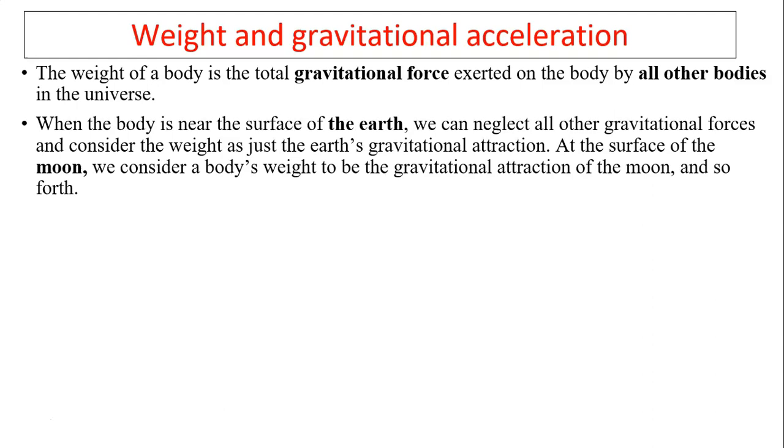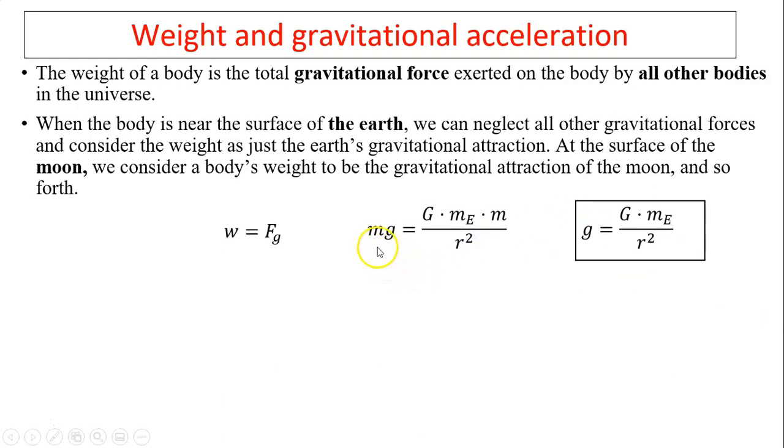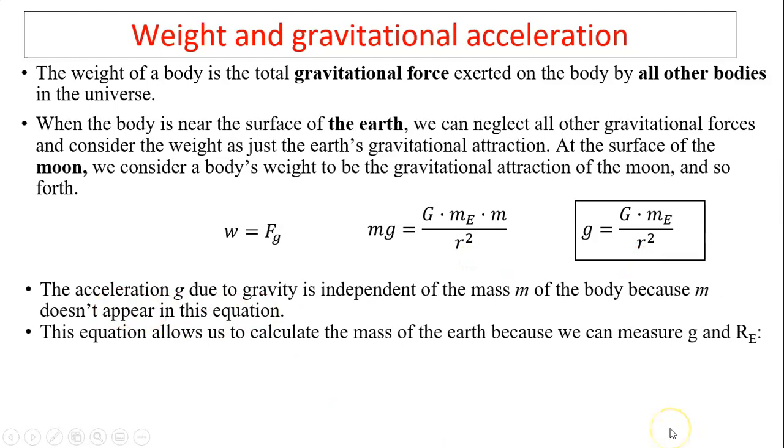Since weight equals gravitational force, we can set mg equals G M_E m over r squared. From this equation, little m cancels. We can derive the expression for gravitational acceleration. So acceleration due to gravity is independent of the mass m of the body, because that little m does not appear in this equation. It is only determined by the mass that creates the gravitational field, such as the mass of the Earth or the mass of the moon, and the distance between the body and the center of that object.